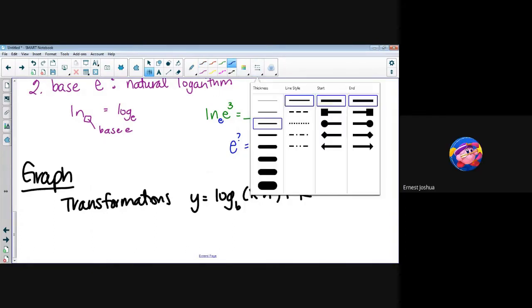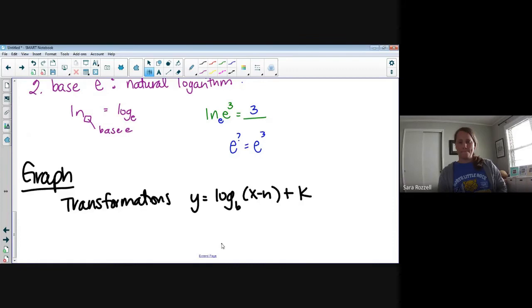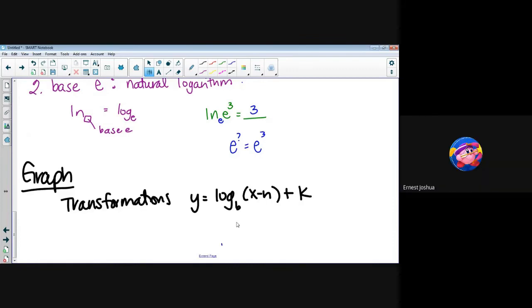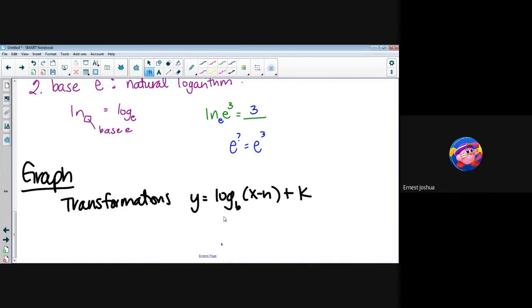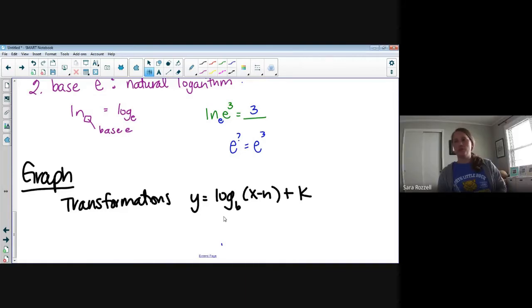Miss Roselle, does ln only have e if there's nothing else? ln is always e. ln's not used for anything else, yeah. Because the e is the natural exponent and the ln is the natural logarithm, and they're conjoined together.